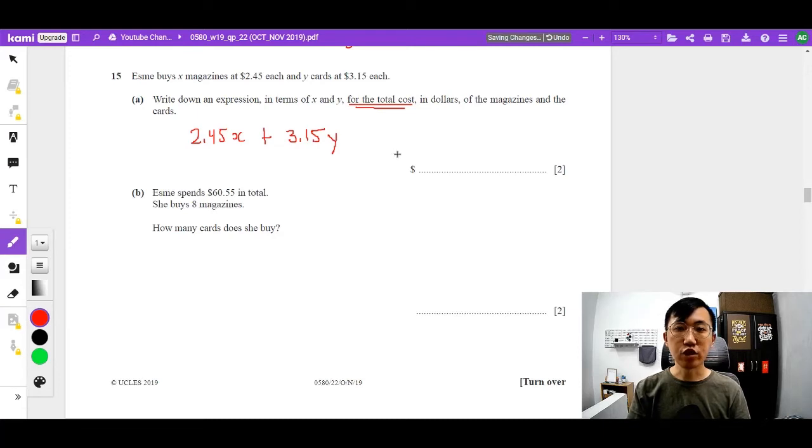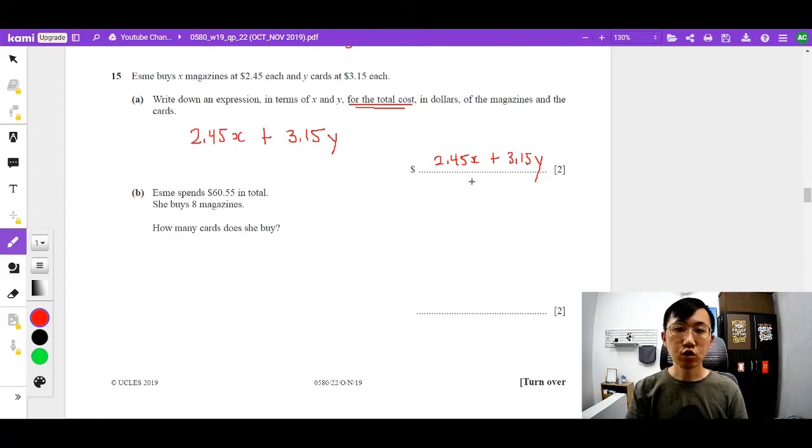So that's it. This is the expression, 1 mark for working. The answer is exactly the same, so write again: 2.45x plus 3.15y. Okay, so that is part A, and you actually need this answer for part B. Let's read. Esme spends 60.55 in total. She buys 8 magazines. How many cards does she buy?